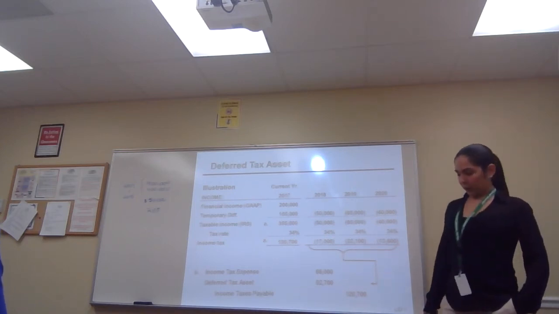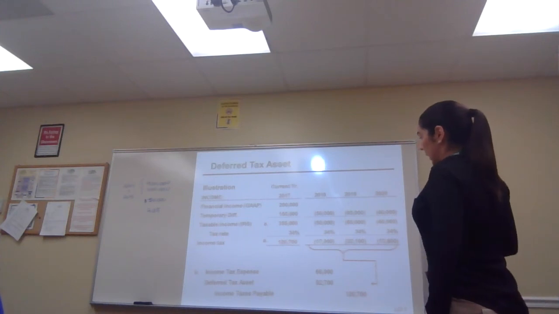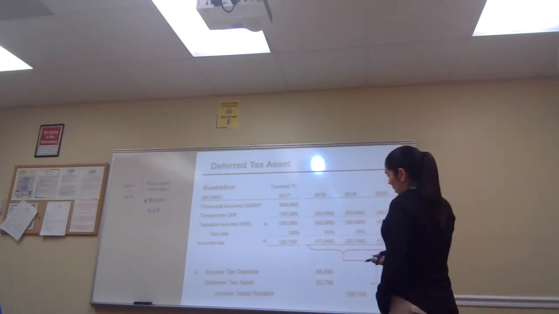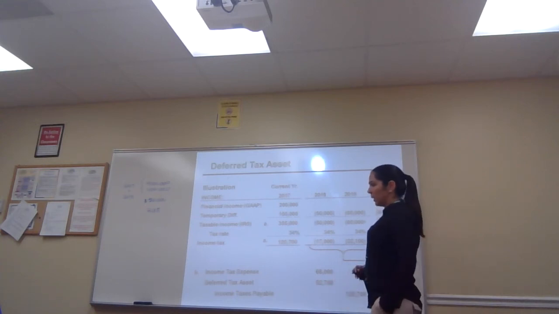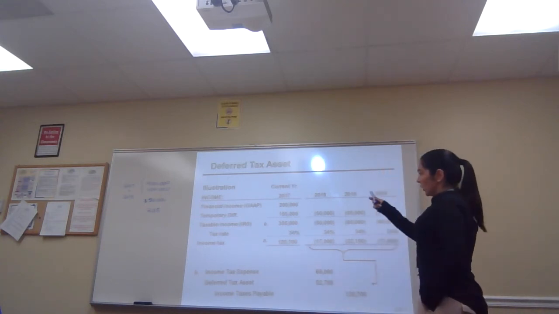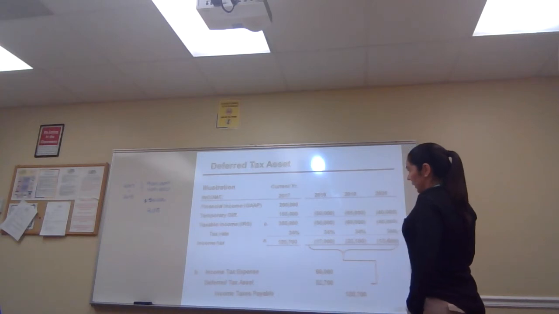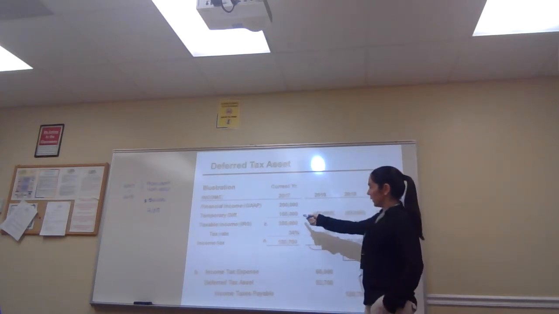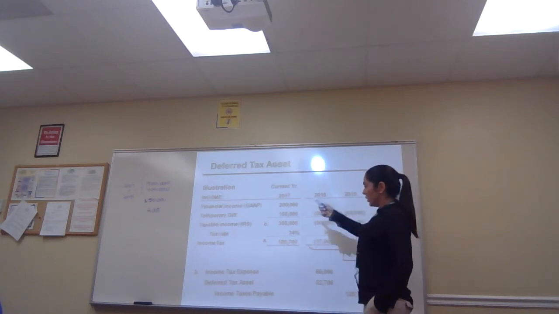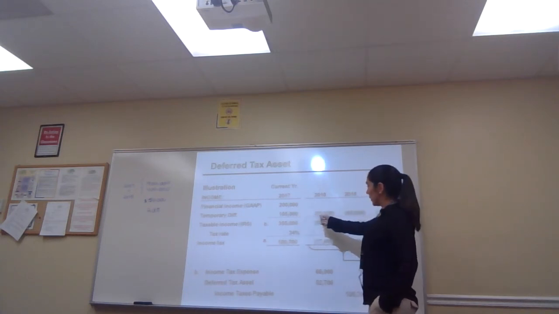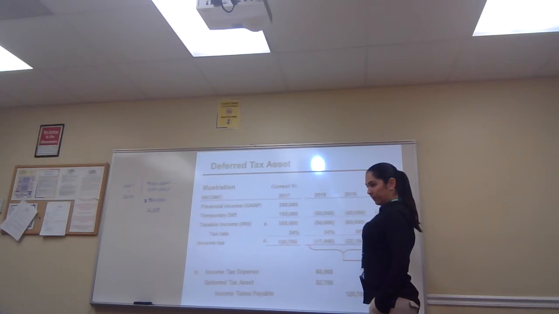So same situation as deferred tax liability. The only difference is here, we're going to have a deferred tax asset being debited as opposed to a deferred tax liability being credited. Okay, so you have your financial income of 200,000. Here are your temporary differences of the 155. So in this case, it's opposite. We don't get the deduction in 2017. You get the deduction in future years.